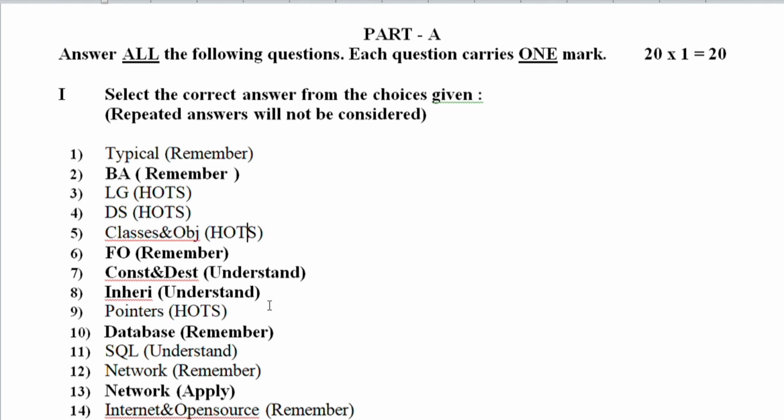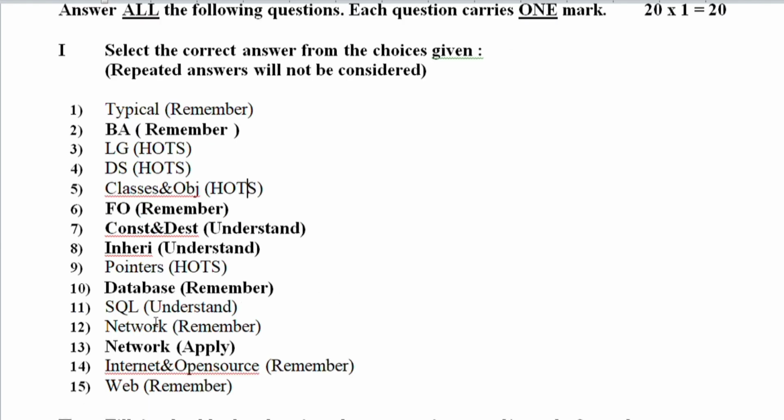So inheritance, it is understand. Well, I'm going to share this PDF with you all so that you can understand what level of questions appear. So database, it is again remember, SQL understand question. So understand means some commands they may give. Network, again remember network, you have two MCQ. So one is remember question, one is application level question.